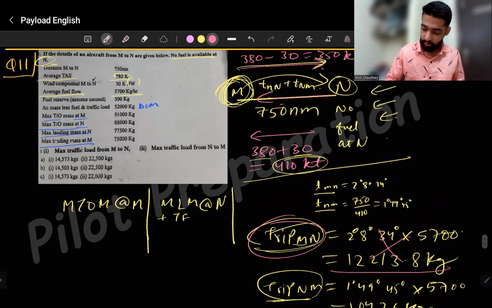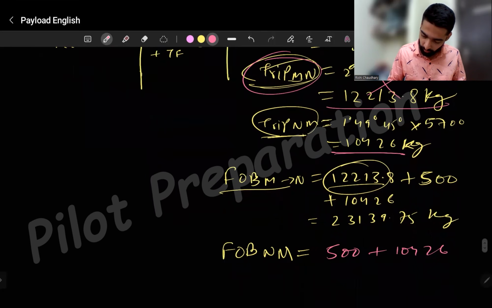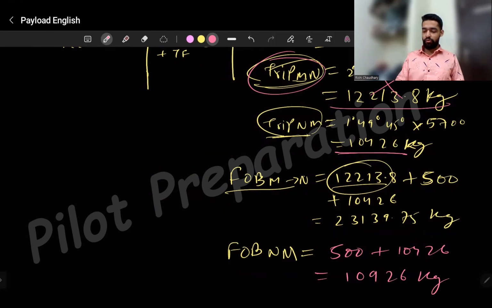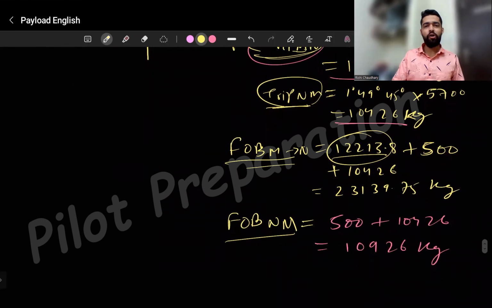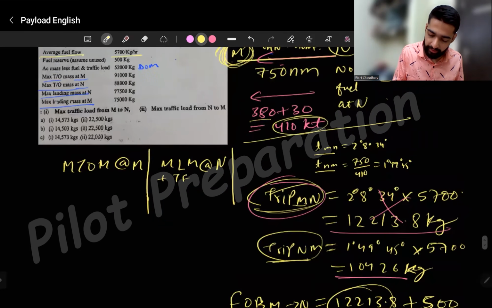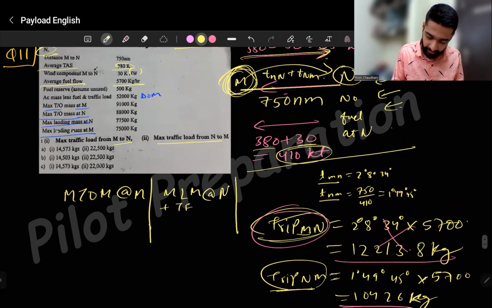So what I will be having, this will be 500, which will be reserved, plus 10426. So this is nothing but 10926 kg. Correct? Now I have everything in my pocket. So first I will find out the maximum traffic load from M to N and then the maximum traffic load from N to M. So first I will do the maximum takeoff weight at M.